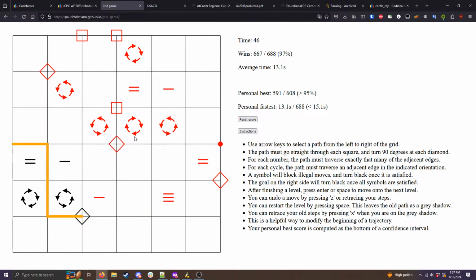Okay, this diamond is really annoying. Oh, there we go, yeah.